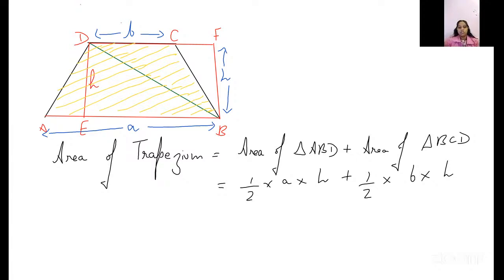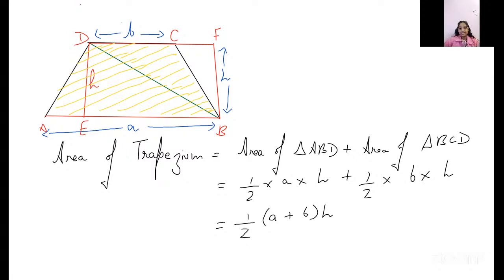Okay, we sum them up to find out the area. All right, now half A plus B into H. Why? Because H is common in both.